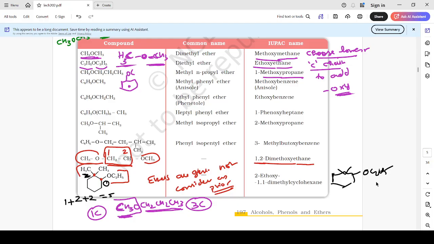Now I am checking the other way around. If I am going to provide 1 to this and 2 to this, at the first carbon there are 2 substituents, 1 plus 1, and at the second carbon there is 1 substituent, 2. It is 4. You can see it is having the lowest sum here. So therefore I prefer to do this, isn't it? So as I prefer to do that, I am looking for the nomenclature here. At the second position I have ethoxy, going for the alphabetical order. At 1, 1 I am having dimethyl cyclohexane.